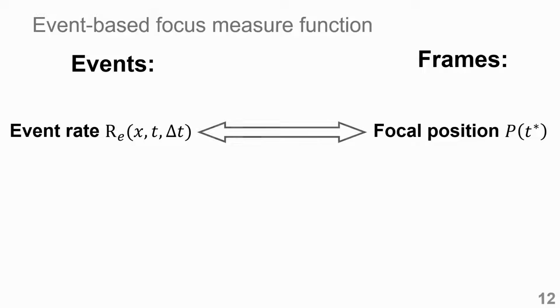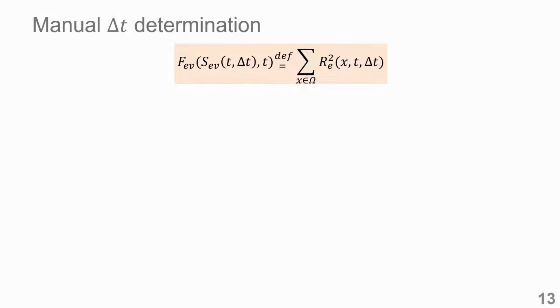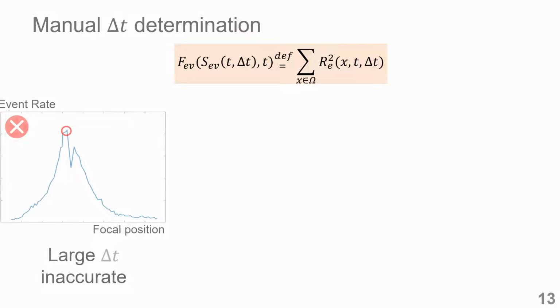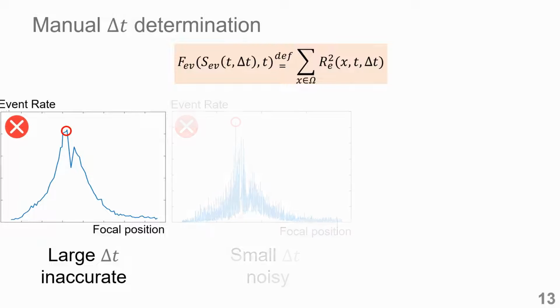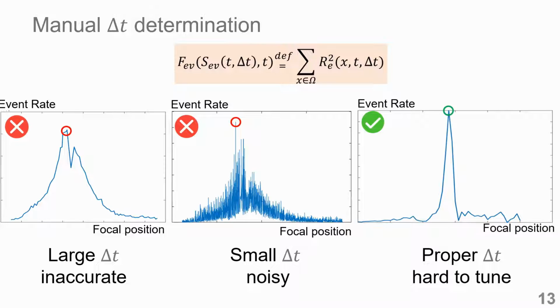Now we can define the event-based focus measure function as follows. However, to compute the measure score, we still need to set an interval delta t for event rate computation. Both too large and too small intervals will lead to inaccurate results, but a proper interval is quite hard to tune. Thus, we propose an event-based golden search to solve this problem.